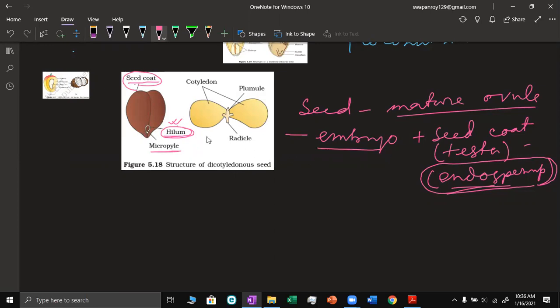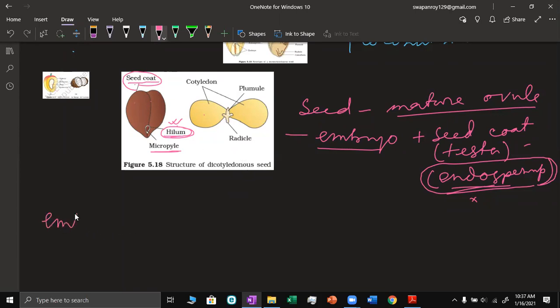All right, in the pea seed or in the gram seed, in the mature seed, we don't get endosperm. So these seeds are non-endospermic or ex-albuminous. After peeling the seed coat, we can get the embryo. In the embryo there are one or two cotyledons, and the main portion of the embryo is the embryonal axis.